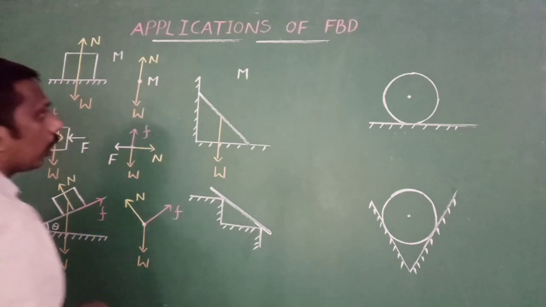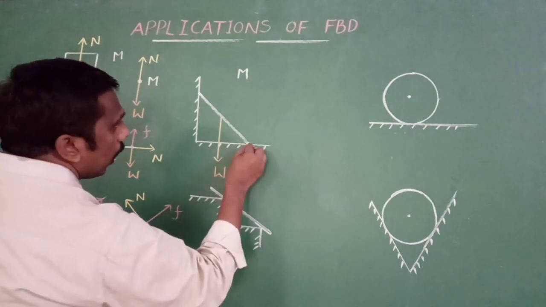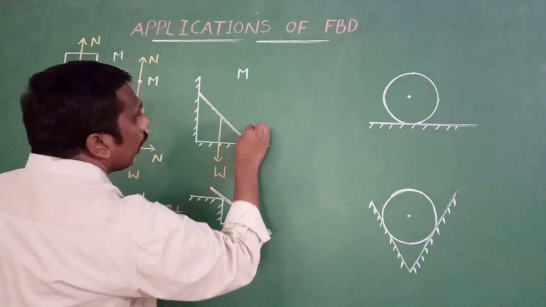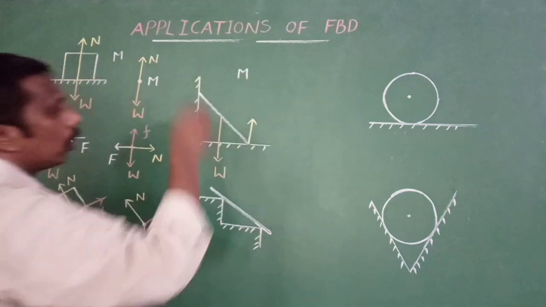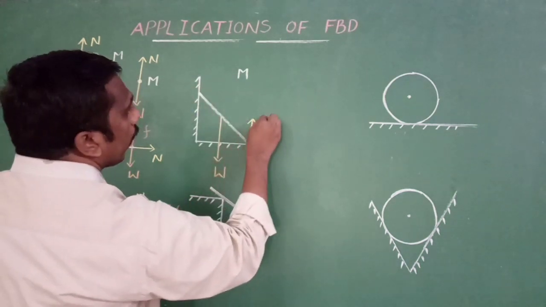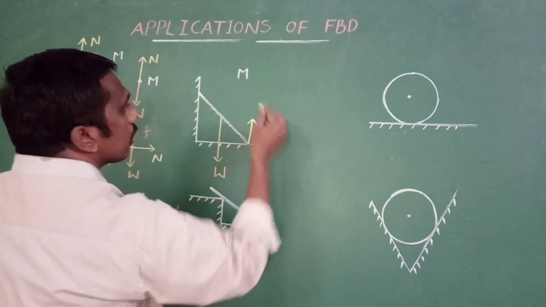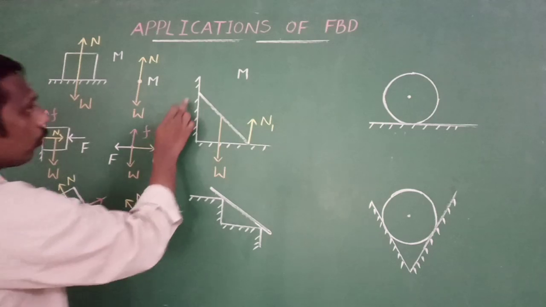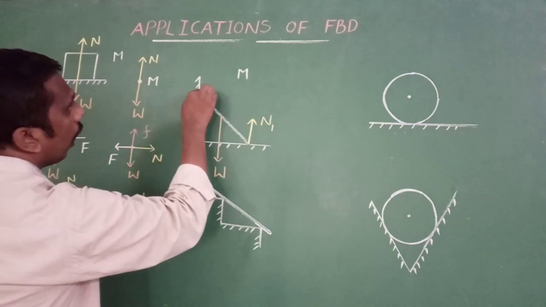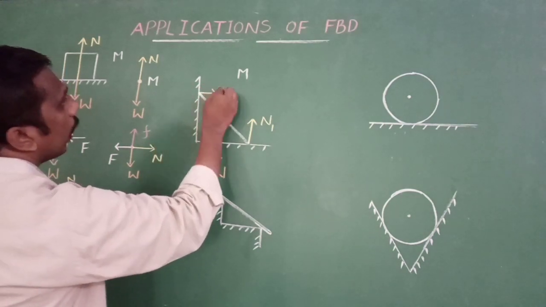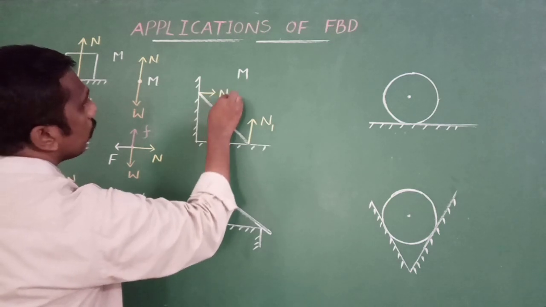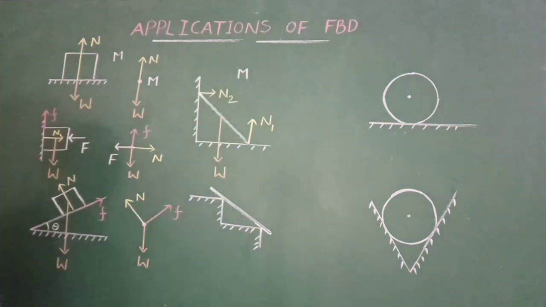The normal reaction always acts perpendicular to the contact surface. So this is one normal reaction, taken as N1. And one more contact is here, so another normal reaction acts here. This normal reaction is taken as N2. Two normal reactions are acting like this.